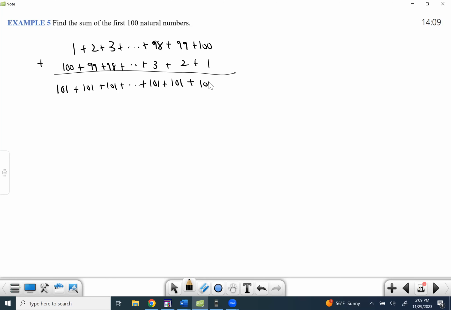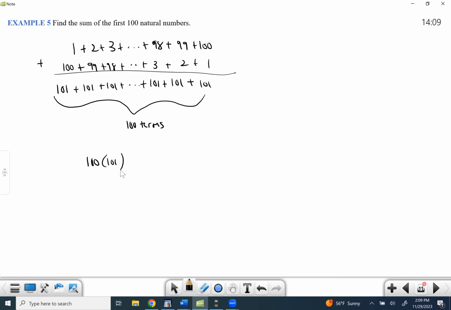So the question is, okay, I just need to add a bunch of 101s. So how many of these 101s are there? Well, there's one for every number from 1 to 100, right? So there should be 100 terms, right? So he just has to do 100 times 101 to find the sum for that.